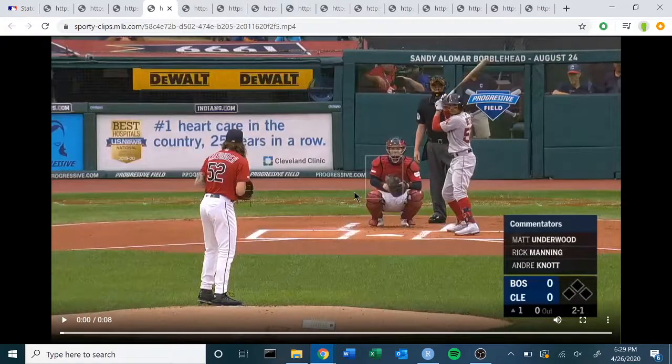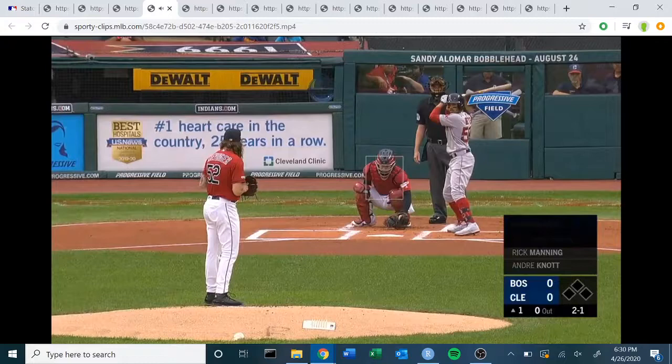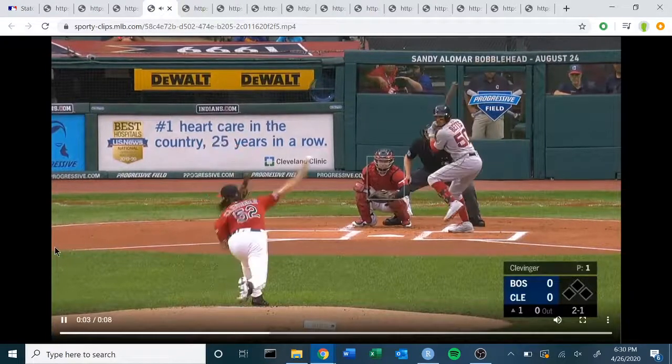Slider out here. Maybe get a swing since Betts hasn't swung yet. Maybe he's getting antsy. I doubt it. Betts is a really good hitter. I doubt it. Here we go. I'm going to say slider out here.